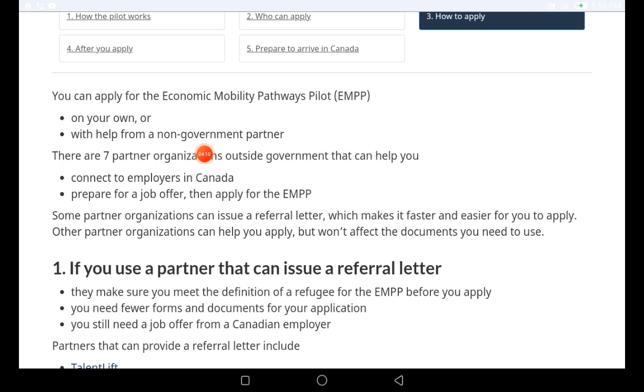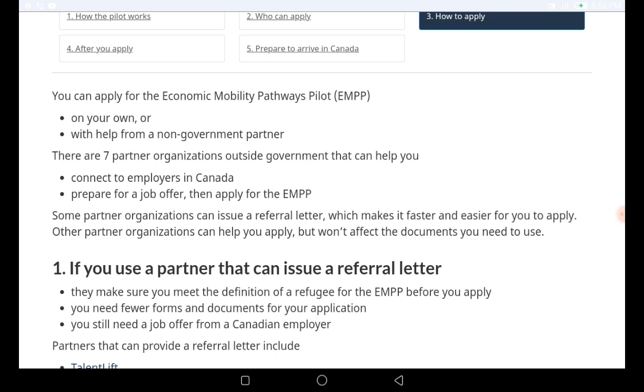Okay, there are 7 partner organizations outside government that can help you. First, connect to employers in Canada, prepare for a job offer, then apply for the EMPP. So these are the 2 methods that you can use, and some partner organizations can issue you a referral letter. Okay, so what is this referral letter all about? Note that this will make it faster and easier for you to apply.